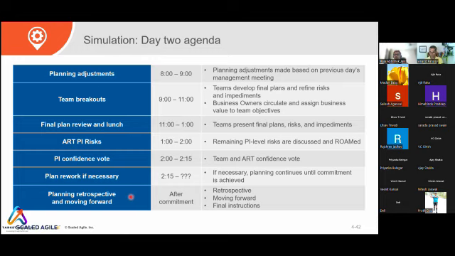Okay. So this is not the hardwired agenda. This is the agenda given to you. You can tailor it, and you can add more things to it.